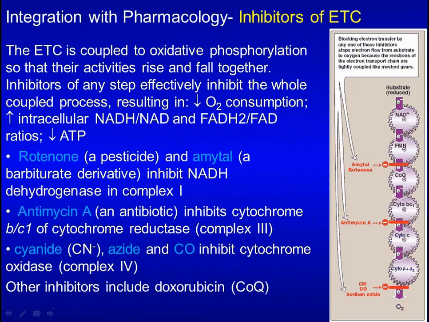Here is integration with pharmacology. Rotenone and amytal inhibit NADH dehydrogenase, complex 1. Antimycin A is an antibiotic that inhibits complex 3. Cyanide, azide, carbon monoxide inhibit complex 4. Doxorubicin, an anti-cancer drug that we discussed before, inhibits coenzyme Q.